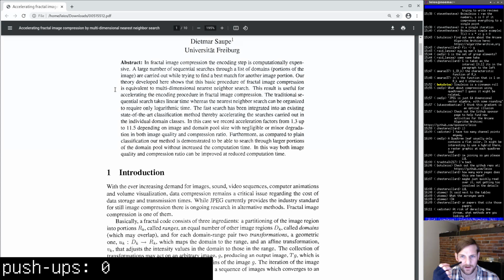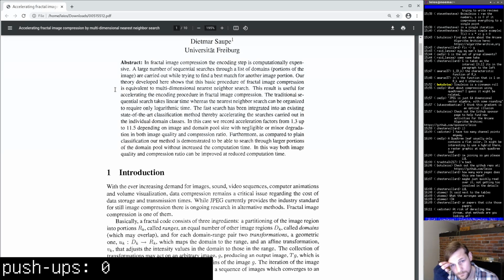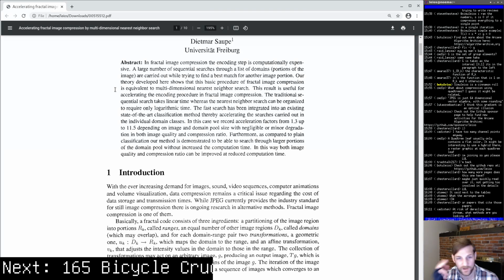This result, our theory developed here, shows that this basic procedure of fractal image compression is equivalent to multidimensional nearest neighbor search. This result is useful for accelerating the encoding procedure in fractal image compression. The traditional sequential search takes linear time, whereas the nearest neighbor search can be organized to require only logarithmic time. They were using... No way. They were using linear time searches for nearest neighbor. Yeah, okay, fair enough. Right, no, this is perfect. To take a logarithmic time, this might be what we're looking for.